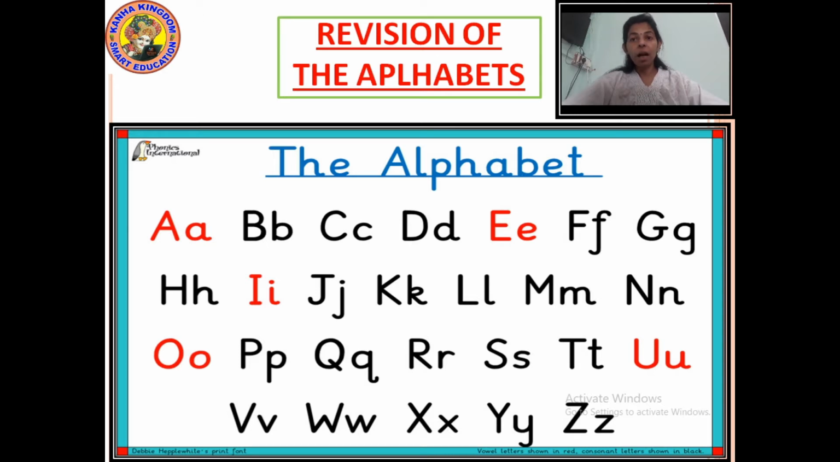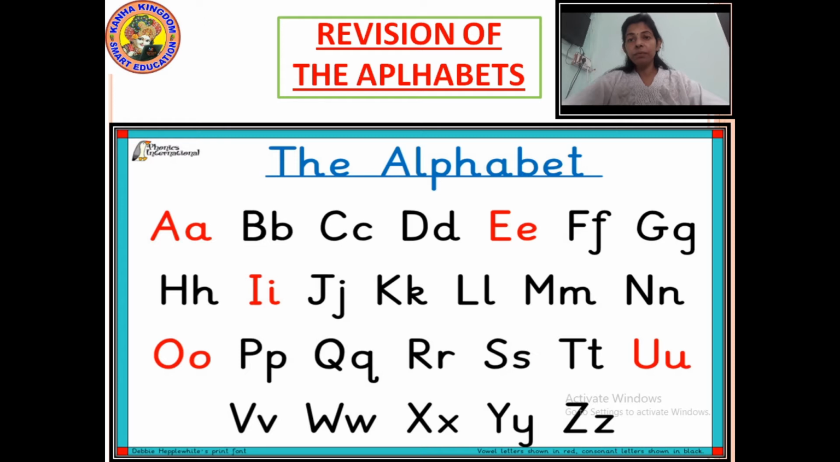Now, what comes after D? Very good. Capital E. This is our capital E. And this is our small E. Now tell me again, which letter comes after E? Yes, very nice. Capital F. And this is our small F. Very good.